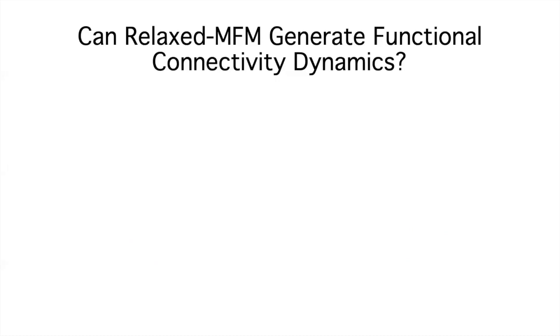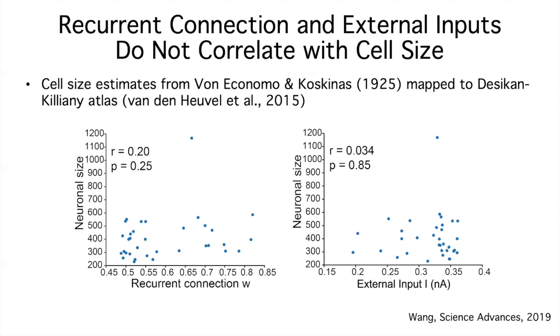So in Peng's paper, we actually maximize the agreement between the static functional connectivity in the simulated data and the real data. So we were wondering whether the relaxed mean field model generates realistic functional connectivity dynamics.